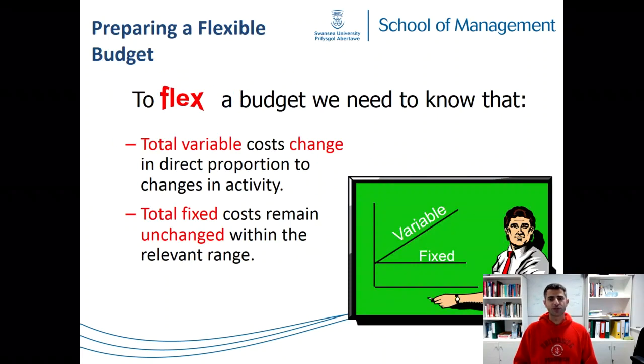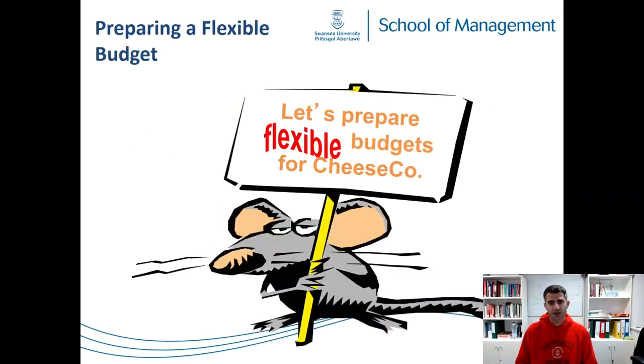So remember, when you flex the budget, the total variable cost changes in direct proportion to the change in activity. Remember this, because this is what we learned. In terms of fixed costs, remember that costs remain unchanged within the relevant range. Let's prepare a flexible budget.